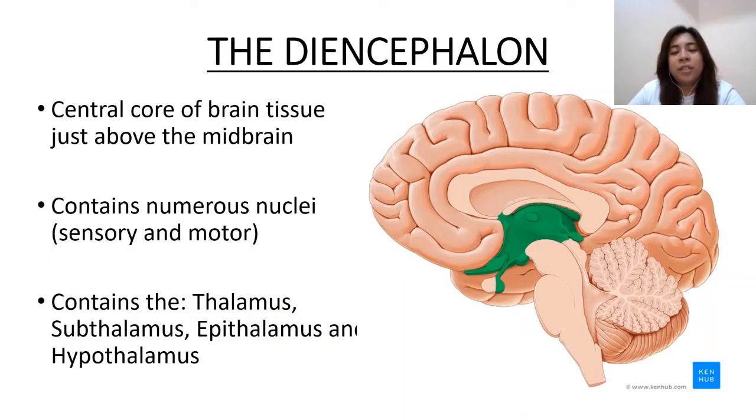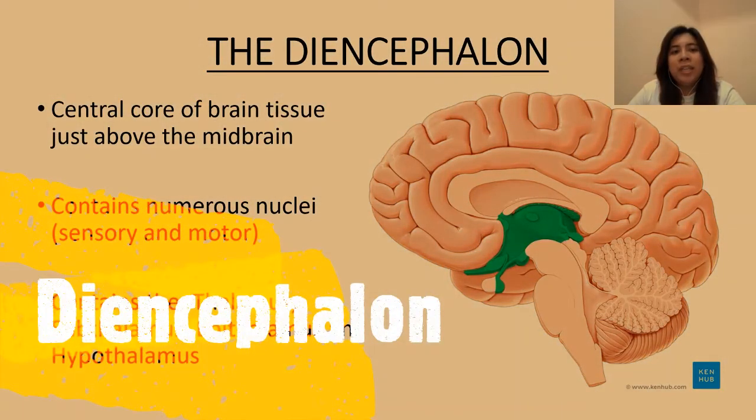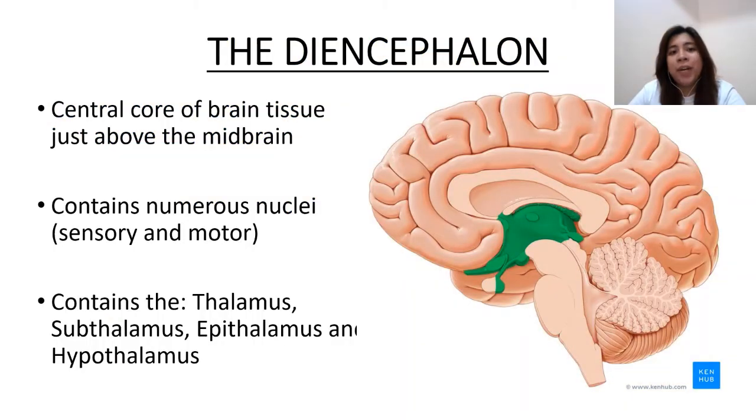So first, let's describe the diencephalon. It is the central core of brain tissue just above the midbrain. So this is your midbrain, pons, and medulla, which is your brainstem. Just above it will be your diencephalon, which is this one in green, and surrounding it are your cerebral hemispheres, or your cerebrum.